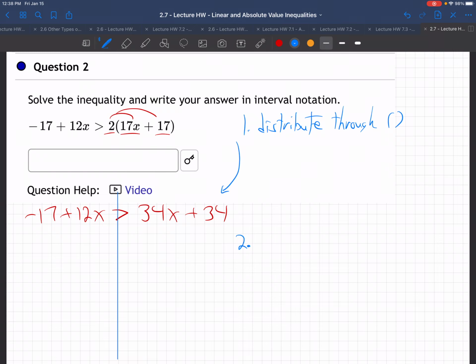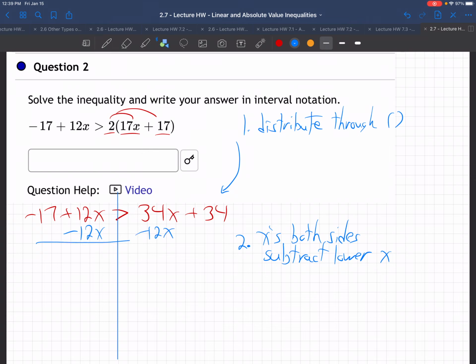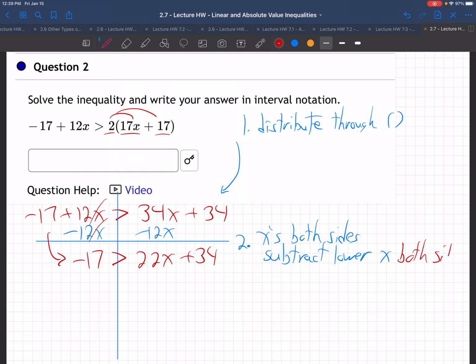Step 2, when you have x's on both sides, subtract the lower x. So the lower one is 12, so I'm going to go minus 12x on both sides like that. And so what becomes of it? Those cancel. This will be minus 17. This is 22x. So I subtract the lower x from both sides.